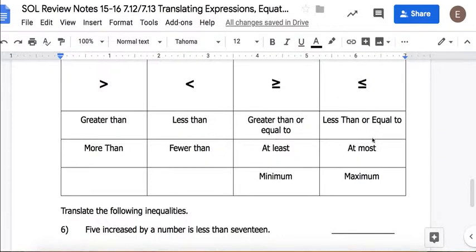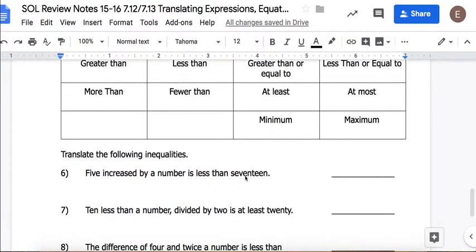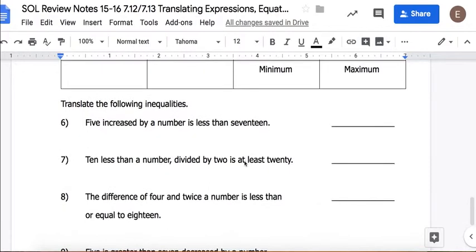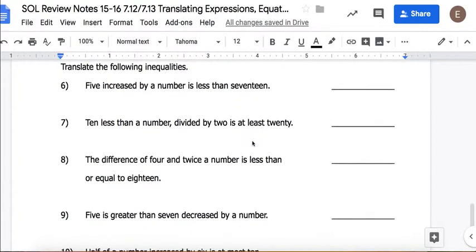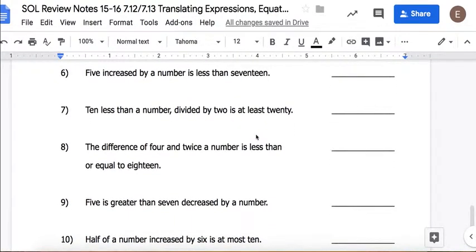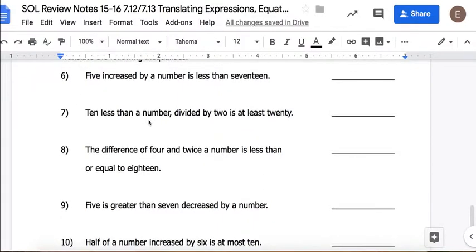And then less than or equal to: at most. You can have at most 5 friends over. That means 5 or less. And then maximum, that's the most you can have. You've got to have that or less. Okay, so let's look at these 5 examples. Translate the following inequalities.